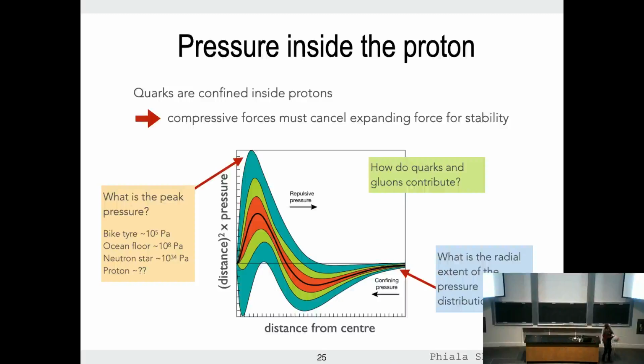What about the radial extent? How does that compare to what we normally think of as the proton size, its charge radius? And importantly for me, what about the quark and gluon contributions, and how different is the radial extent of those? This is one way of getting at that question of a quark radius versus a gluon radius in a consistently defined way.